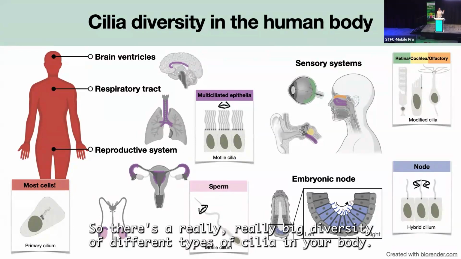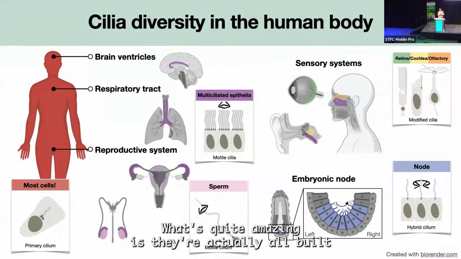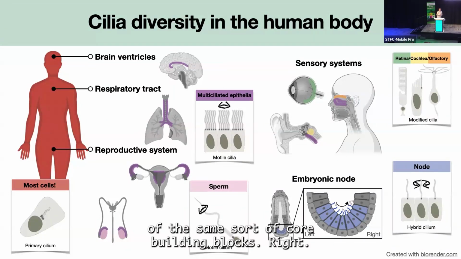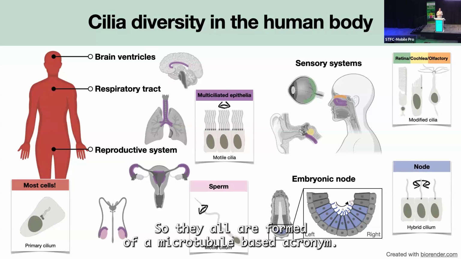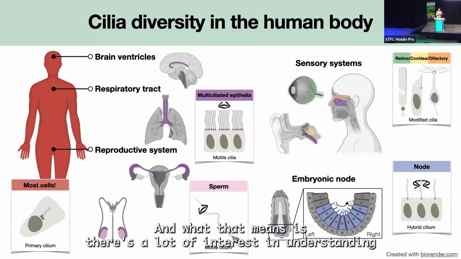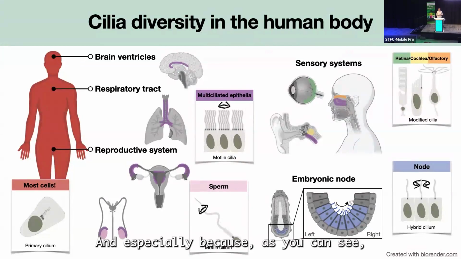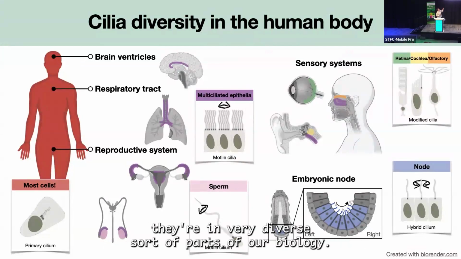So there's a really, really big diversity of different types of cilia in your body, and they all have very specialized functions. And what's quite amazing is they're actually all built of the same sort of core building blocks, right? So they all are formed of a microtubule-based axoneme, and this gets adapted in many different ways in these different scenarios. And what that means is there's a lot of interest in understanding how all these different structures are generated and how they're different, especially because, as you can see, they're in very diverse sort of parts of our biology.